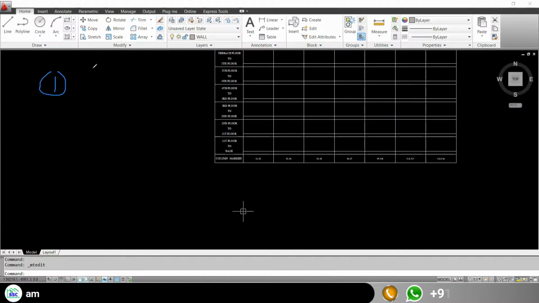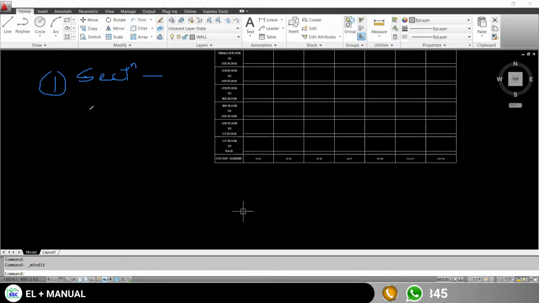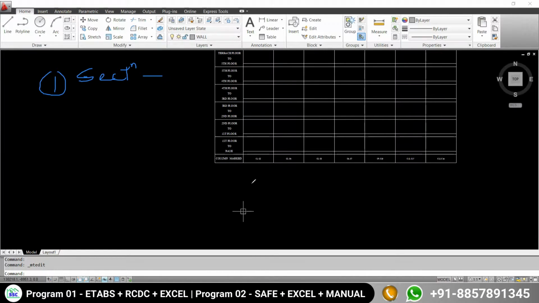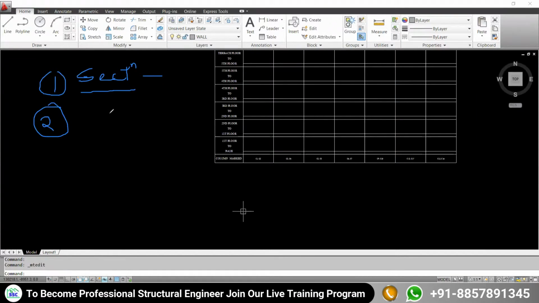First, the section size of the columns. You can take a number of columns in the same group if the section sizes are the same. If all the sections are 230 by 450, 230 by 450, 230 by 450, I can take all those columns in one group. Another criterion: the demand of the reinforcement should be the same. If the demand of the reinforcement is the same, I can take all those columns in the same group.